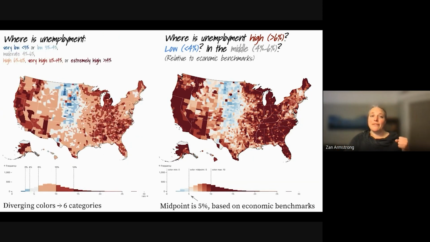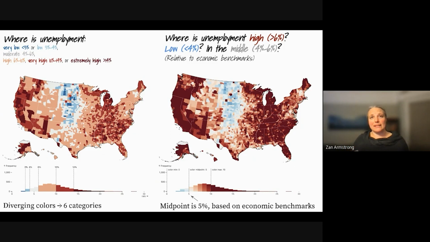And we can take this a step further and actually turn this into 6 categories and make decisions about where these cut points should be. And have a conversation about why we make those decisions. Do we agree on those decisions?